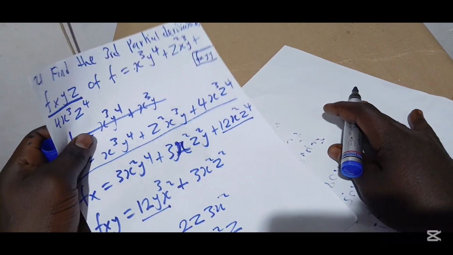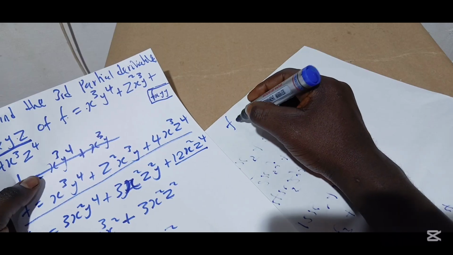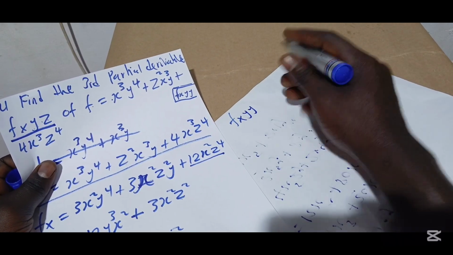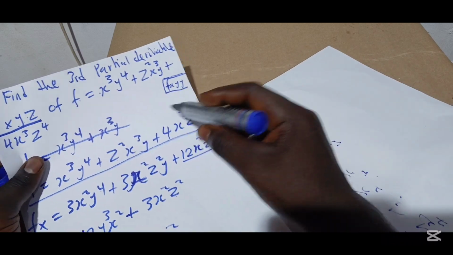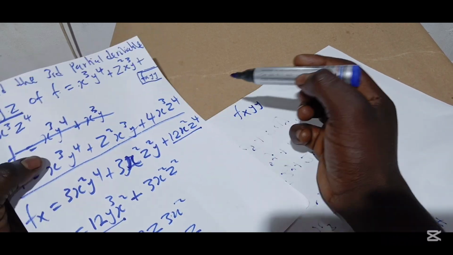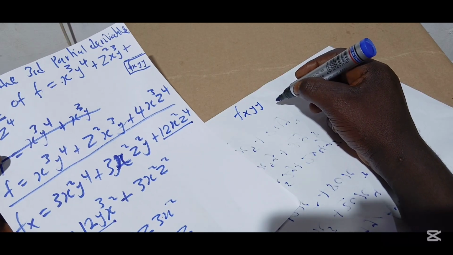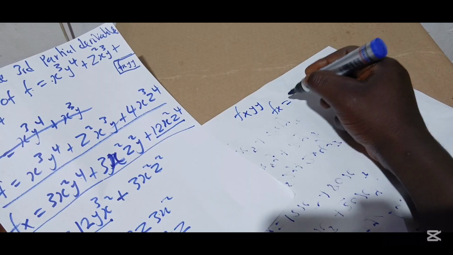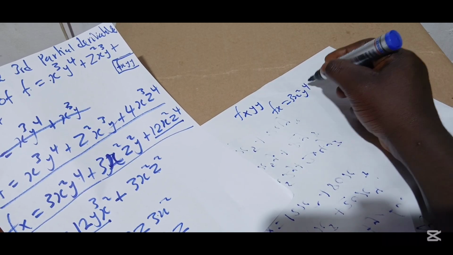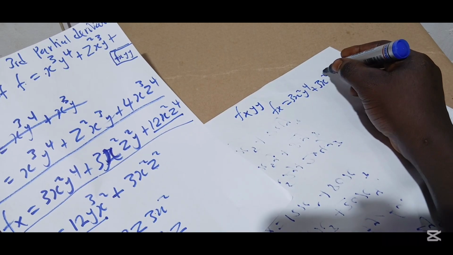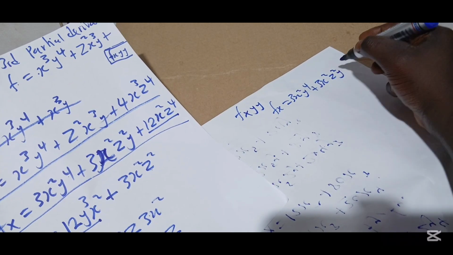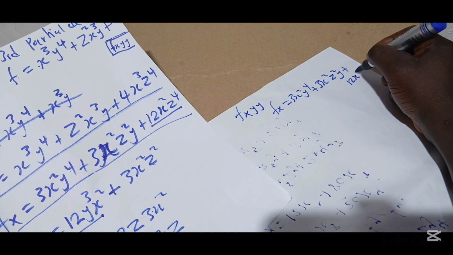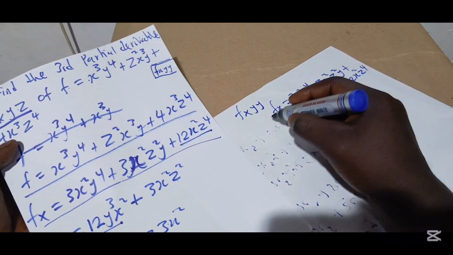And now, for the sake of practice, let's differentiate with respect to x followed by y and y. So now, this is a function, right? This is a function right here. So first, we differentiate with respect to x. So we can even jump ahead and write this. We get our fx equal 3x squared y to the power 4 plus 3x to the power 2 z to the power 2y plus 12x to the power 2 z to the power 4. And now this is our fx.